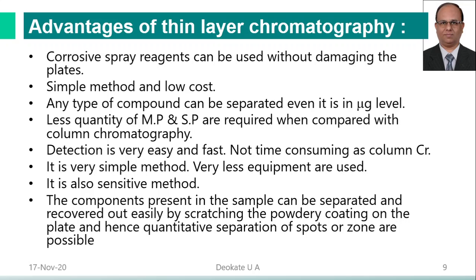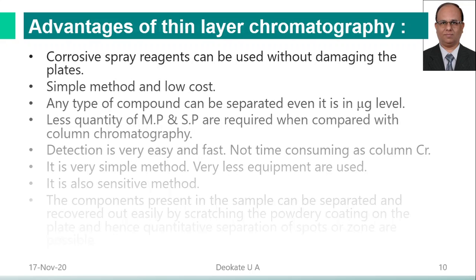The components present in the sample can be separated and recovered easily by scratching the powder coating off the plate. That is called preparative thin layer chromatography. We can go for the actual separation of species in the laboratory for further processing. So it is not only an analytical tool, but a separation tool. Paper chromatography is only an analytical tool; we cannot separate out the components on the paper. But here we can have a thick layer and we can separate out the species by scratching out the zones and extracting the particular components.